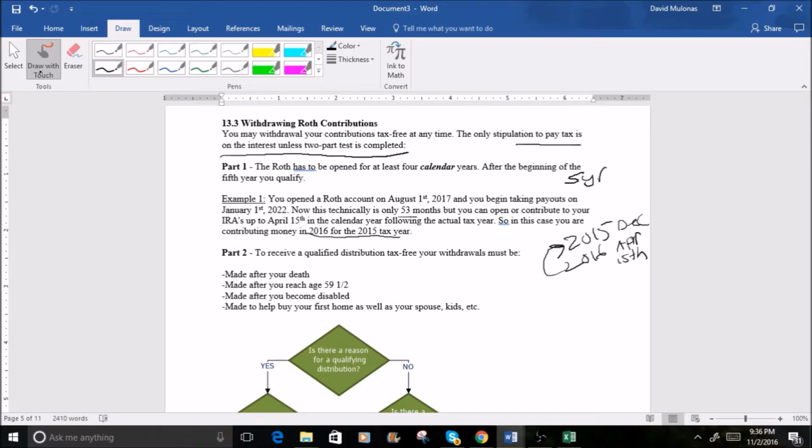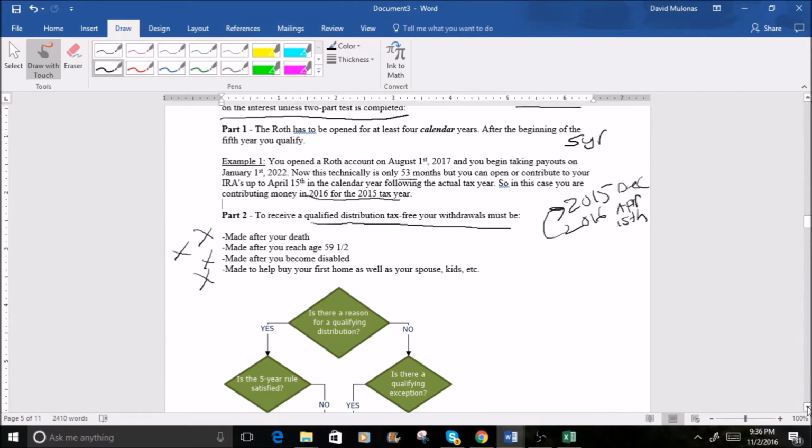Now the other thing in the test is the second part. To receive qualified distributions tax-free, withdrawals must be made after your death, so if you're not around, it won't matter. After age 59.5, made after you become disabled, made to help buy your first home as well as your spouse's, kids', etc. So they give you some reasons that you can do some of this. And this is why people do like Roths.